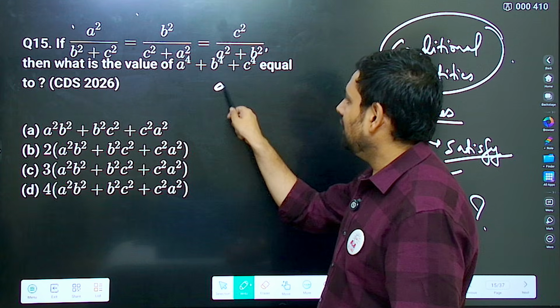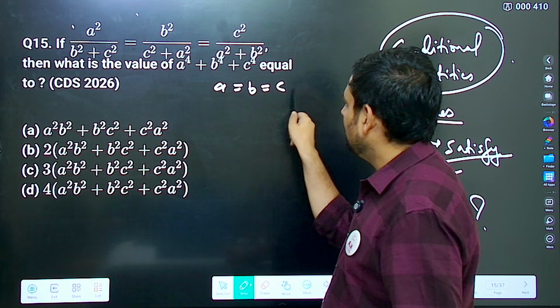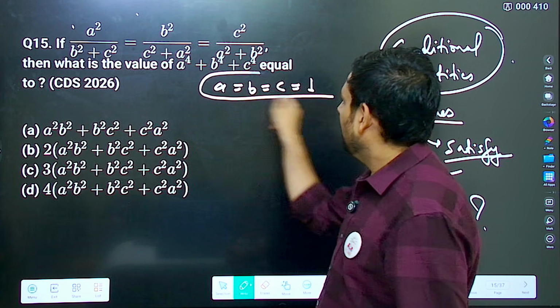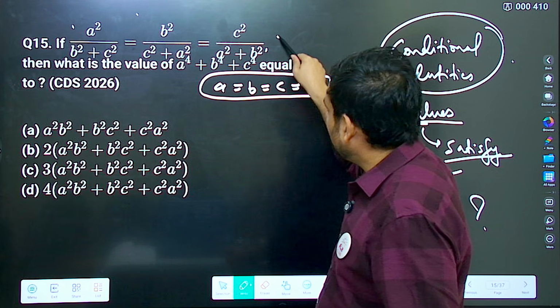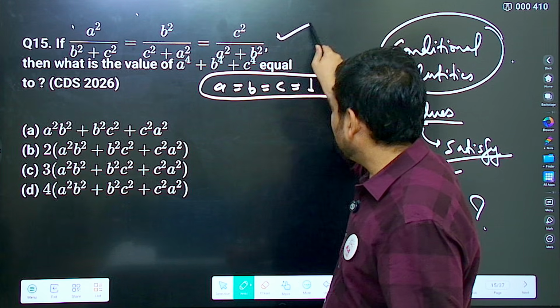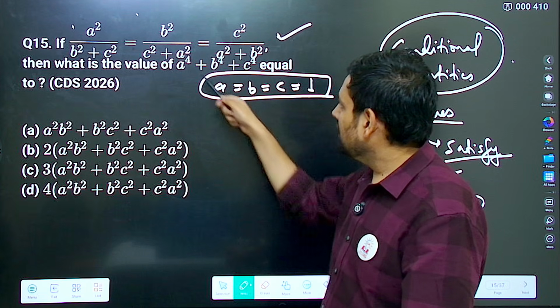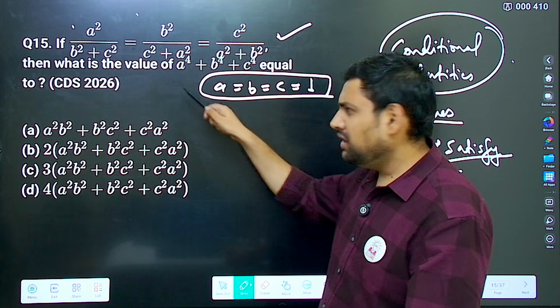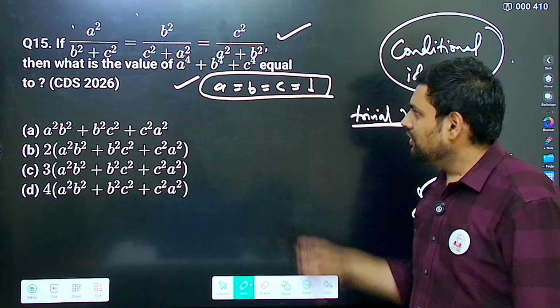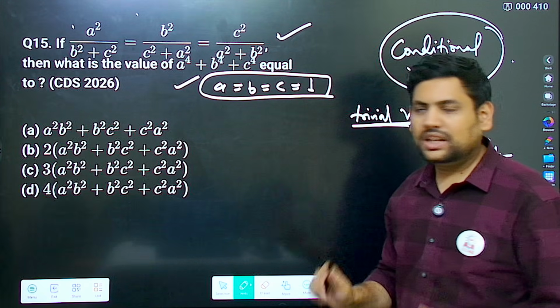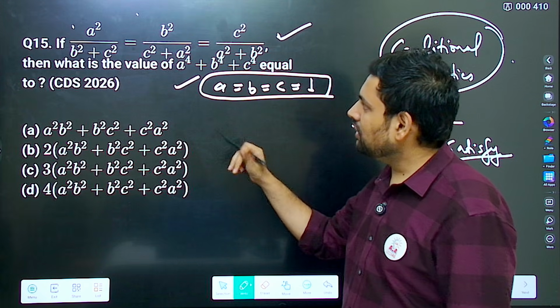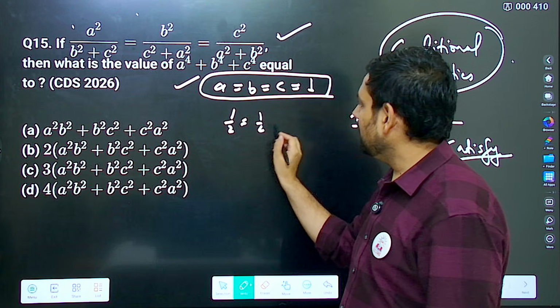So you put a is equal to b is equal to c is equal to 1. Now what you check, is this expression becoming undefined? No, it is properly defined. Even for this, is this expression becoming undefined? No, this is also working out. So you can take this value. As simple as that. Put 1, 1, 1. So this becomes what? 1 by 2 is equal to 1 by 2 is equal to 1 by 2.